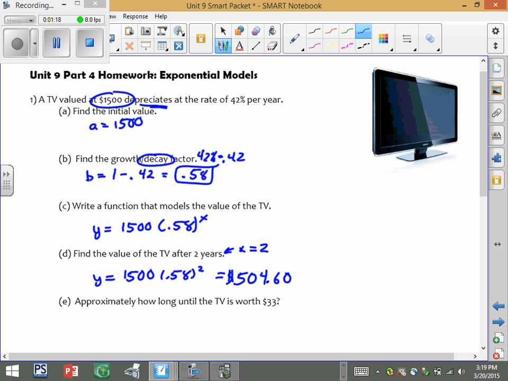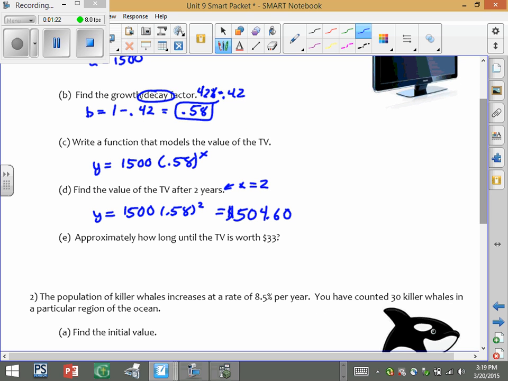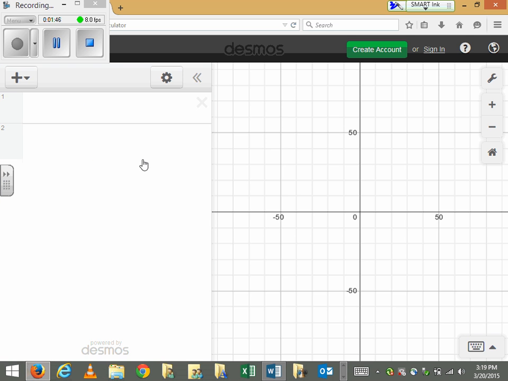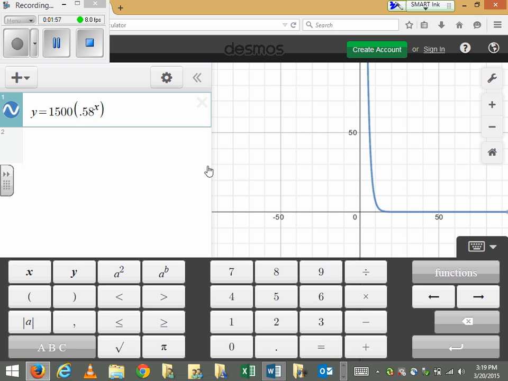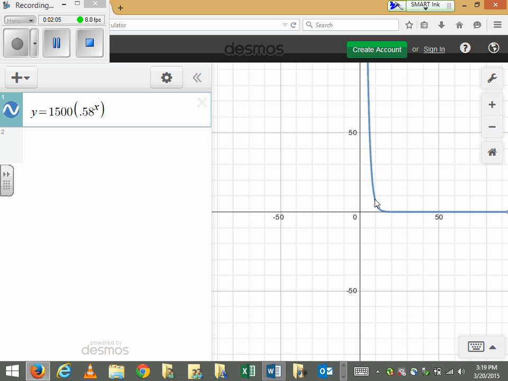So the question now, how long is it until the TV is only worth $33? So here we're looking for what x gives us y equals 33. This is a perfect application for Desmos. So what we'll do, we'll open up a Desmos window. Give me just a second. We're going to go y equals 1500 times 0.58 raised to the x. So how long is it going to take? This actually was on the same window that I had earlier. So start tracing along until we get to the value of the TV, and this will be number of years.